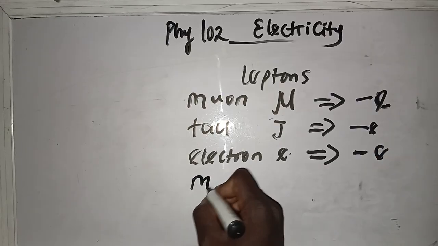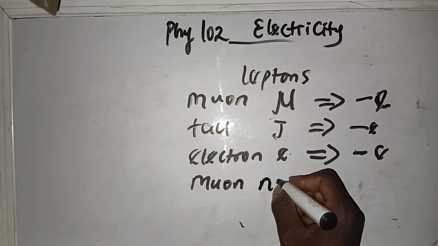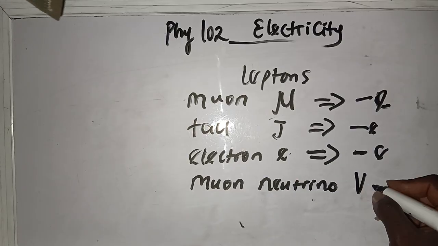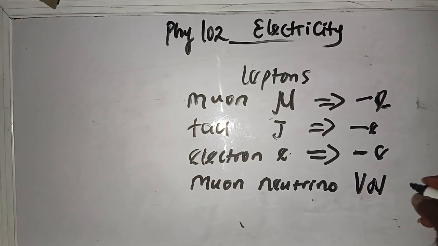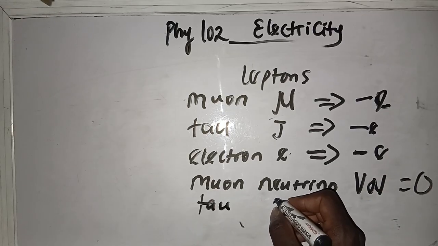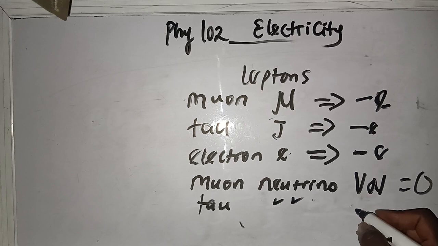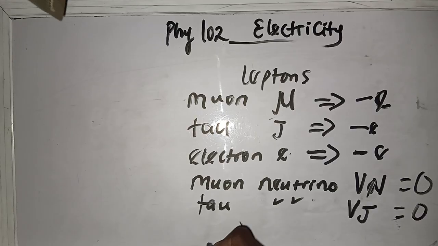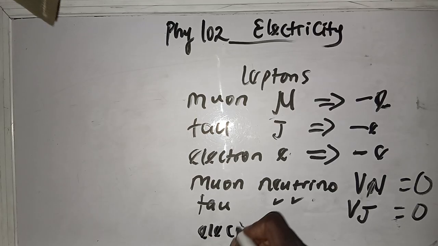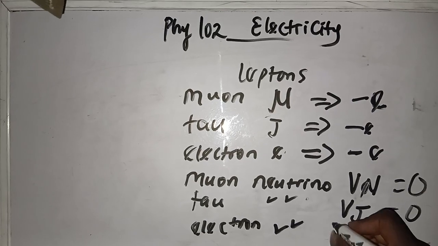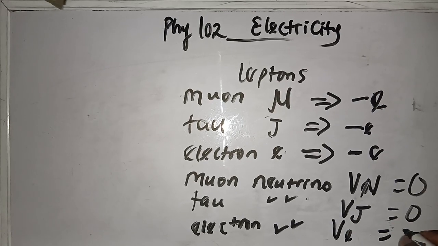So we also have the muon neutrino, which is V mu. Charge is 0. We have the tau neutrino, which is V tau. The neutrino there is V. Charge is 0. We also have the electron neutrino. This one is also V e with a charge of 0.